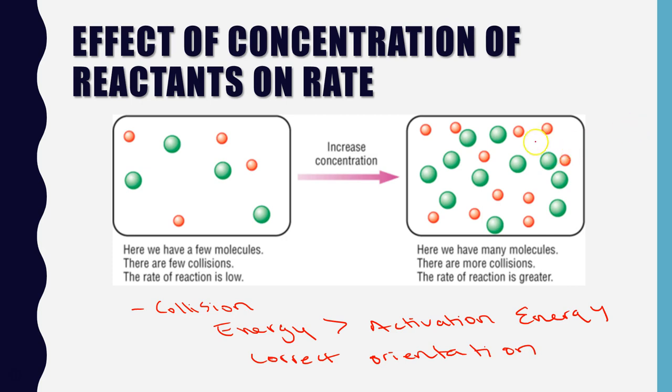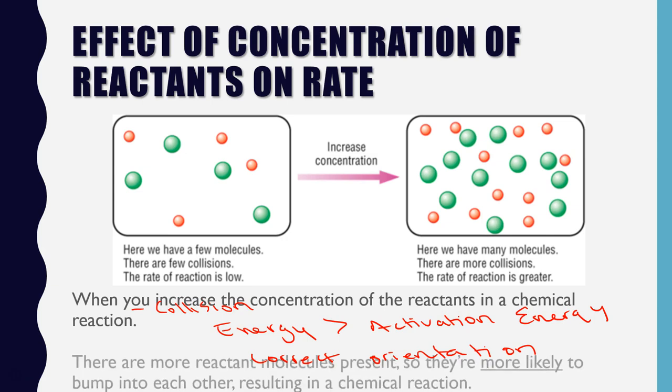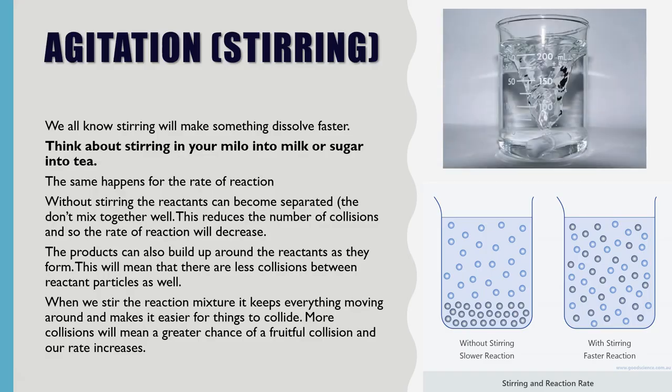When we increase the concentration, we now have much less space between these particles. It's more likely the reactants will collide, and therefore we will see an increased rate of reaction. So when we increase the concentration of the reactants in a chemical reaction, we see a corresponding increase in rate because we have more reactant molecules present. They're more likely to collide, so we are more likely to see a successful collision. That's how we talk about concentration in terms of changing the rate of reaction. The next one that we're going to talk about is agitation.